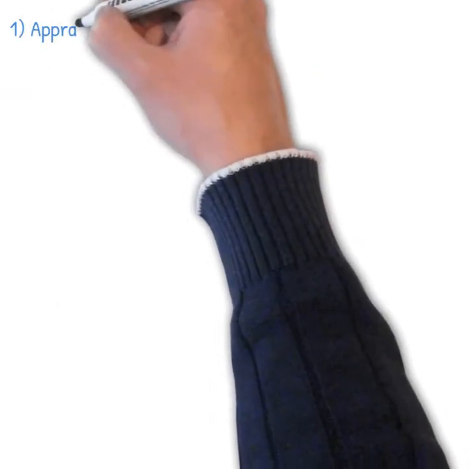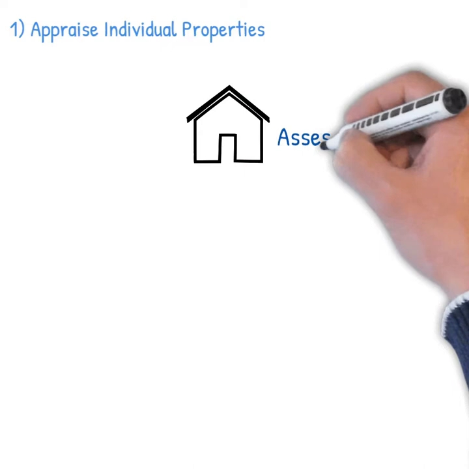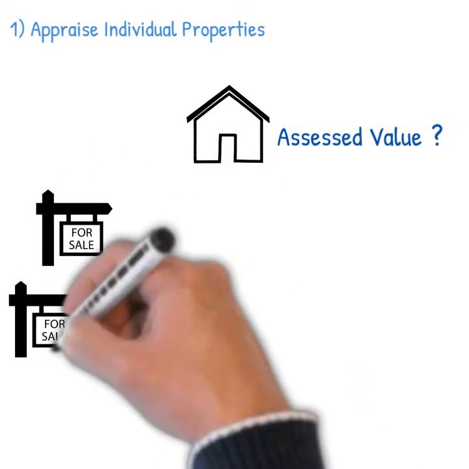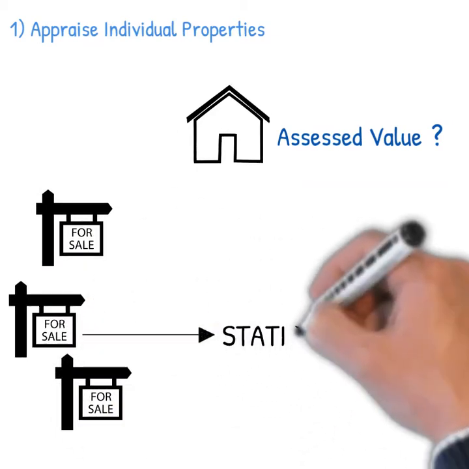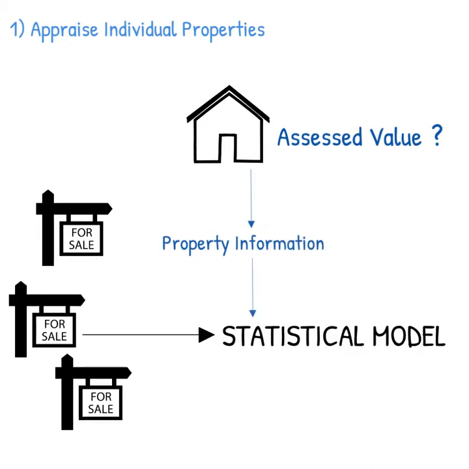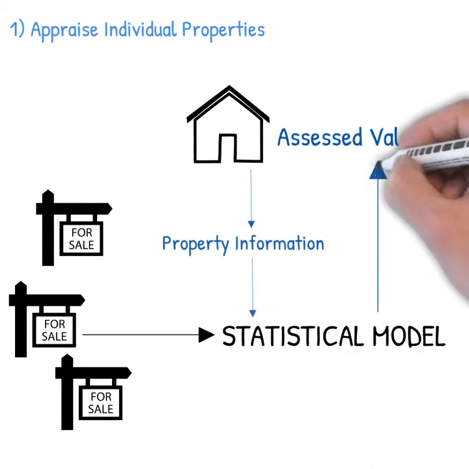The first step is to appraise individual properties. Each property in the city is given an assessed value. There are a few different ways to determine a property's value, but for most residential properties, a sales comparison approach is used. This means that assessment staff look at all the property sales within the community to build a statistical model. Information about each property gets entered into this model to predict how much that property would sell for if it had been put on the open market.